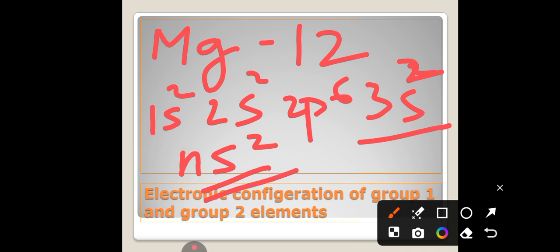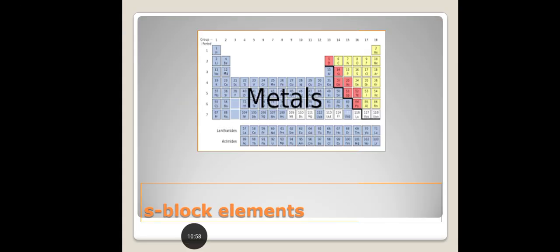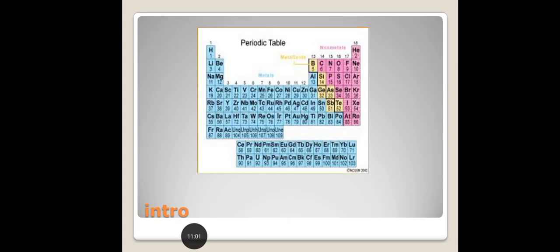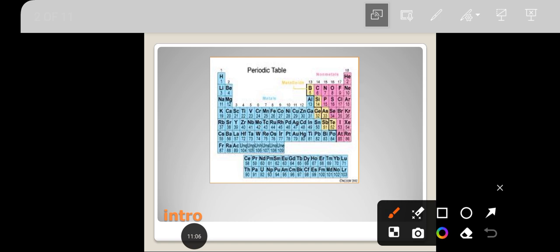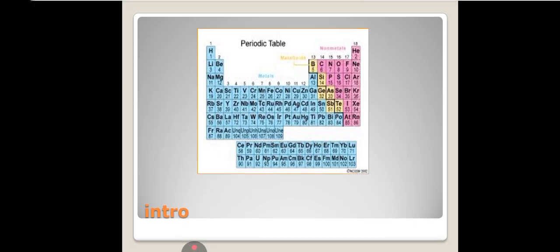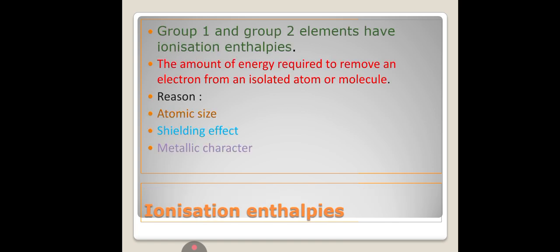Group 1 has ns1, group 2 has ns2, meaning all the elements in group 2, that is beryllium, magnesium, calcium, strontium, barium, radium, what is their general formula? ns2, meaning their valence electrons are 2, which are present in the outermost orbit. That's the meaning.